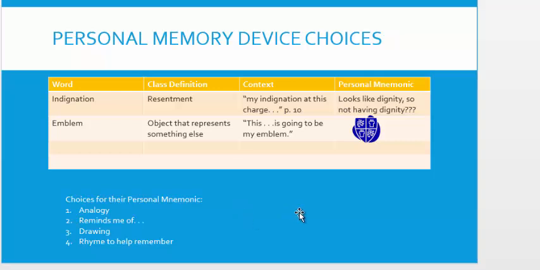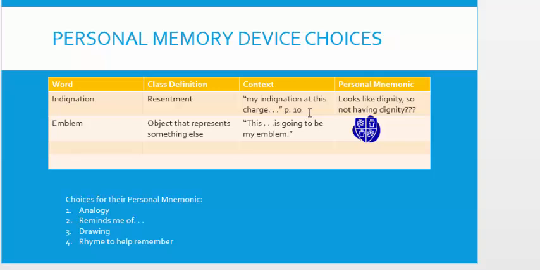So here's an example of what I was just sharing with you about the personal memory device choices. We had the word indignation. I just picked these up out of a novel that I used to teach. Indignation, the definition is resentment, as in "my indignation at this charge," and they could look it up on page 10 to see the full sentence. I didn't expect them to write out the whole sentence. I don't want to be labor intensive on this strategy. Instead, I want them to just think about the way it's being used in the text, and then they get to create their own mnemonic for it. So maybe the student would write, well, it looks like dignity, so maybe it's like not having dignity, so that can help them remember resentment.